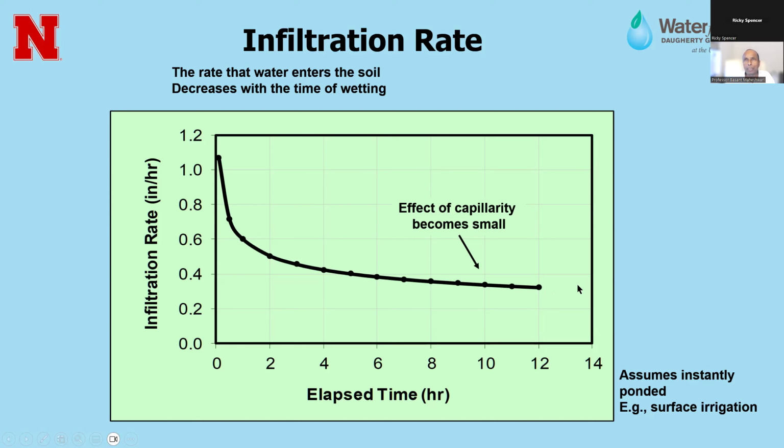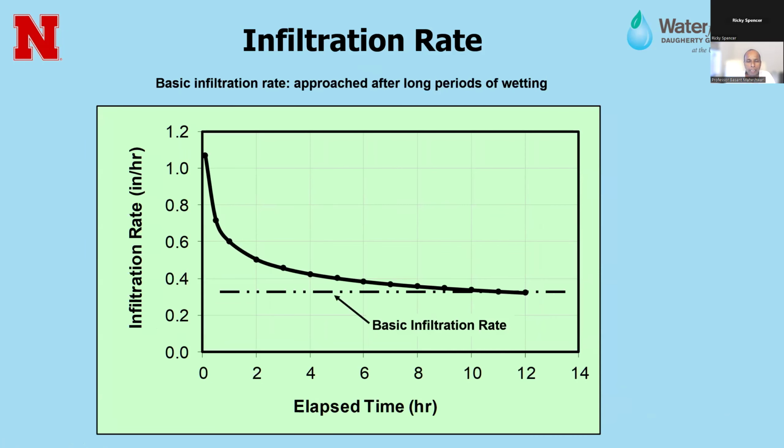So infiltration rate varies with the moisture content of the soil. Dry soil has a high infiltration rate, and as it gets wet and saturated, it gets to a steady state, constant rate. And this is called basic infiltration rate or steady state infiltration rate.